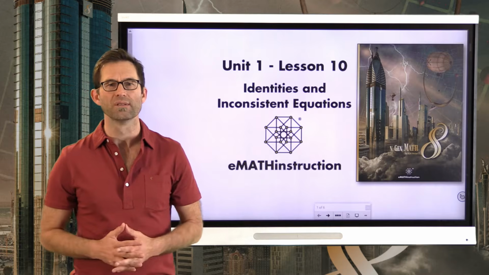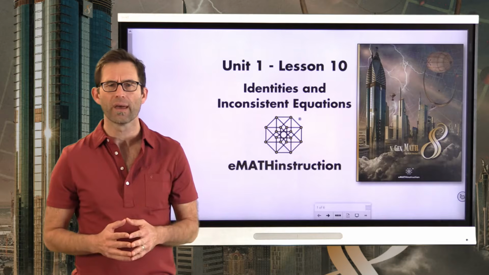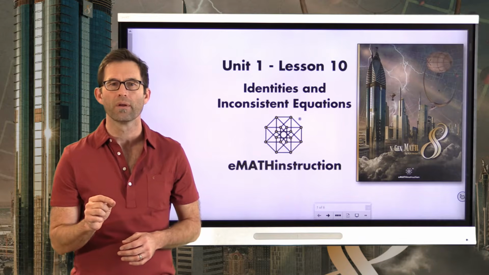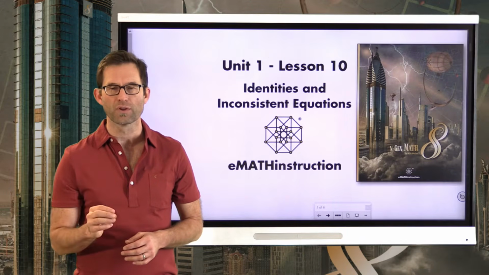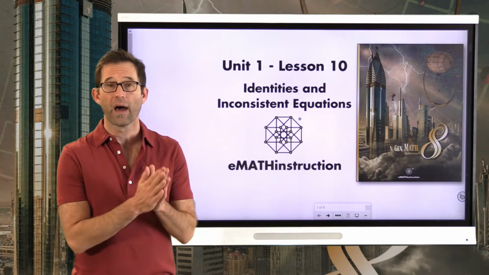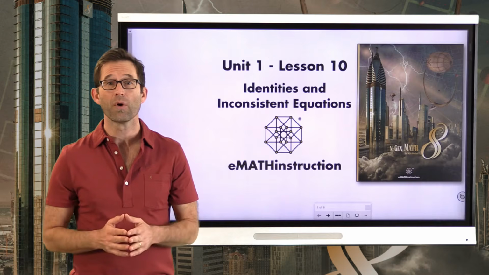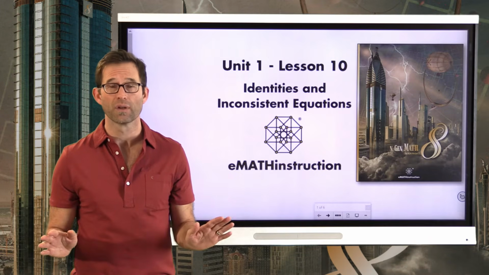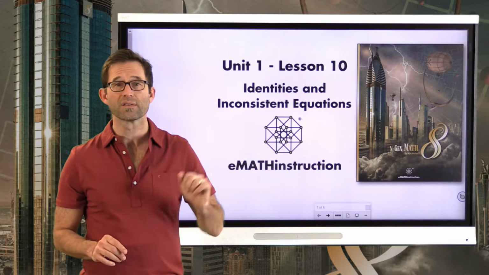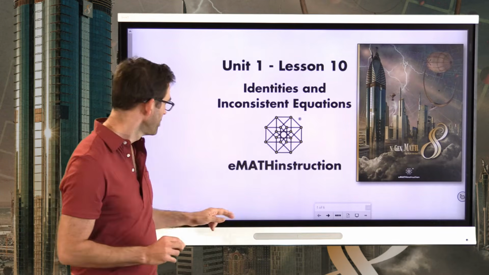So there are equations that pop up in math that are weird. They behave weirdly, okay? Now, at the end of the day, what I want you to remember, and this is very important, is that the solution to an equation is any value of the variable that makes the equation true. If the value of the variable makes an equation true, it's a solution. And if a value of a variable makes it false, it's not a solution. Those are going to be key to understanding what an identity is and what an inconsistent equation is and how to recognize them. Let's start by looking at an identity.